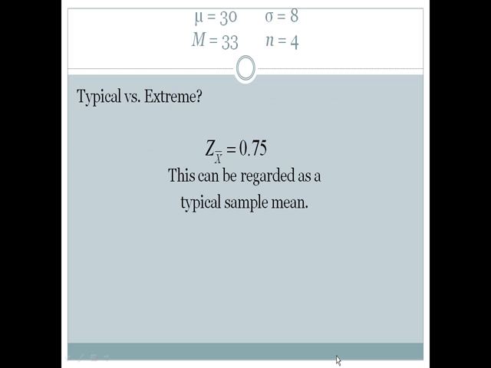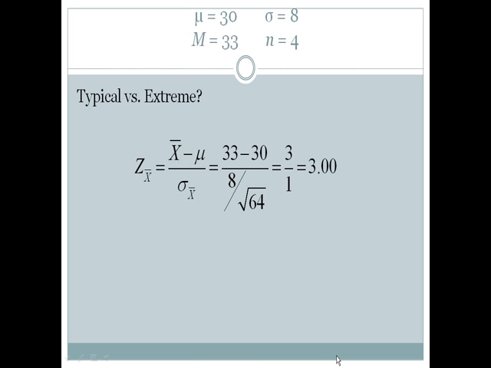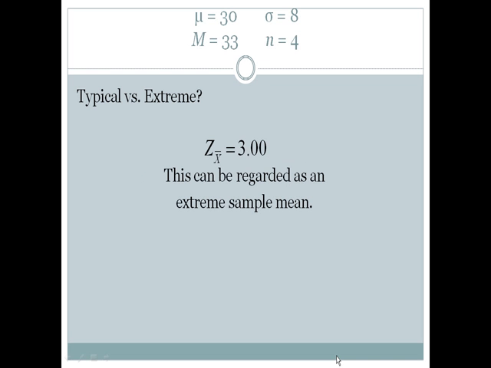What about n equals 64? In this example, I noticed that we still have n equals 4 at the top. We can ignore that. It was supposed to be n equals 64. We actually get a z-score of 3.0. This we would regard as an extreme sample mean because it's much further than 2 standard deviations out.